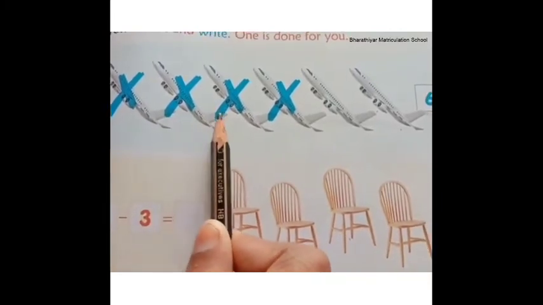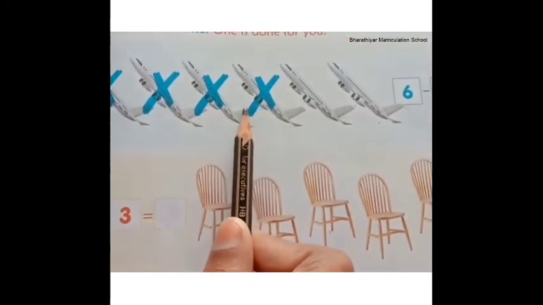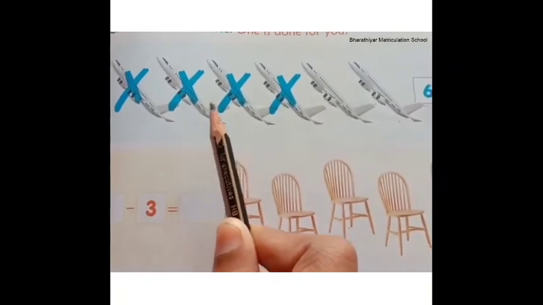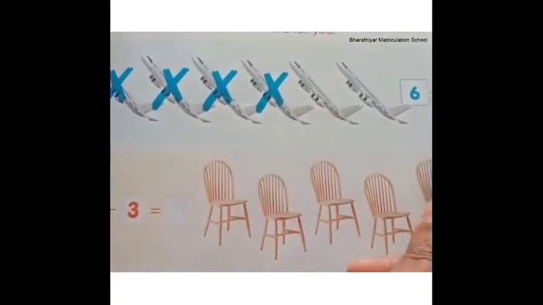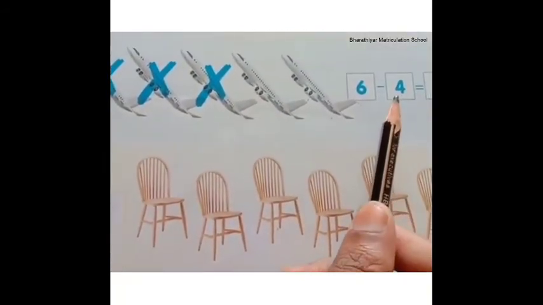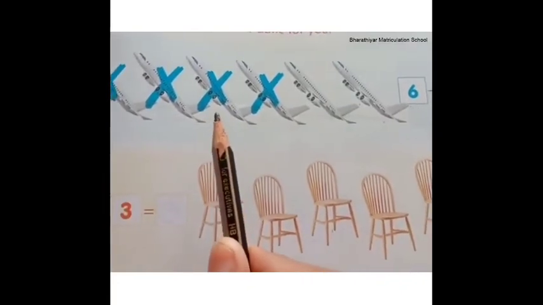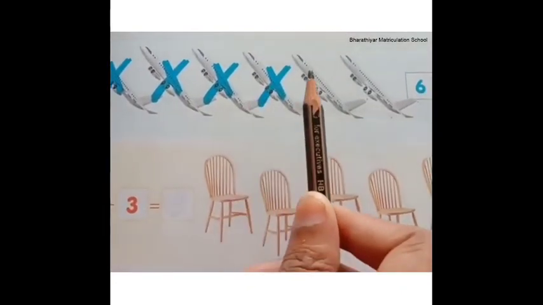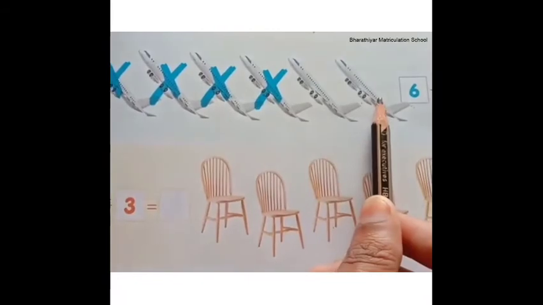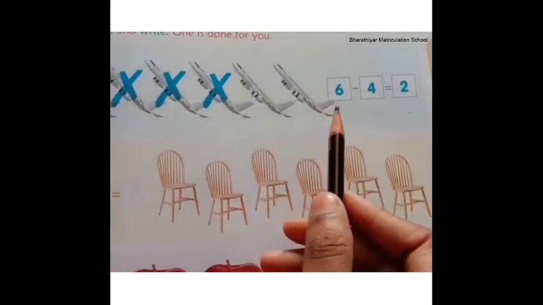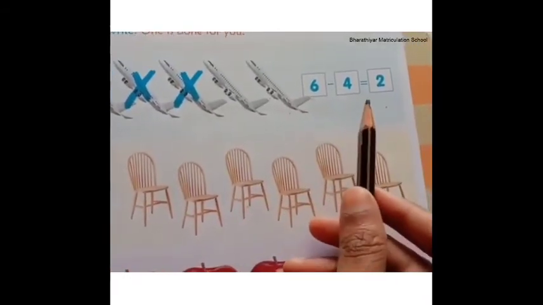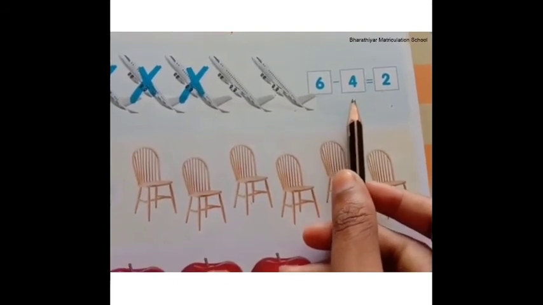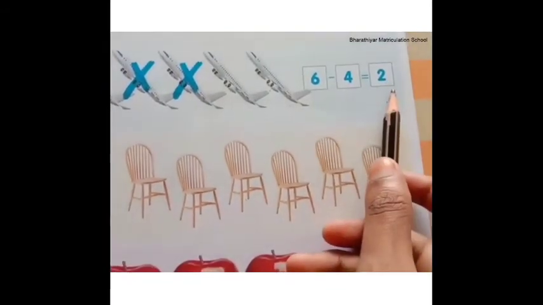1, 2, 3, 4. 4 aeroplanes are crossed out here. So here 4. Children, now count the remaining aeroplanes. 1, 2. 2 aeroplanes are remaining. So 6 minus 4 is equal to 2.